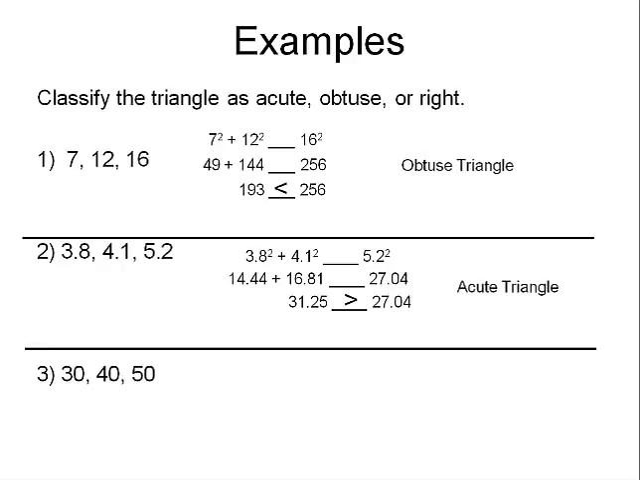Okay, so you have to remember which side has to be greater. If c squared is greater, then that means it's an obtuse triangle. If a squared plus b squared is greater, then you have an acute triangle.